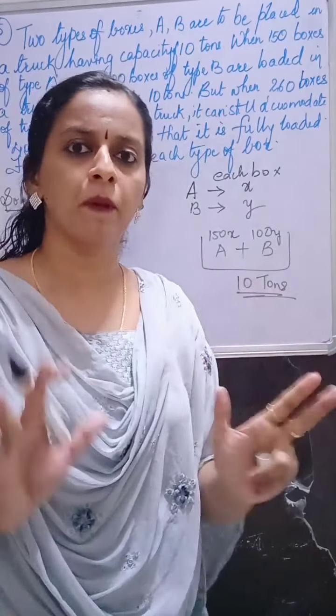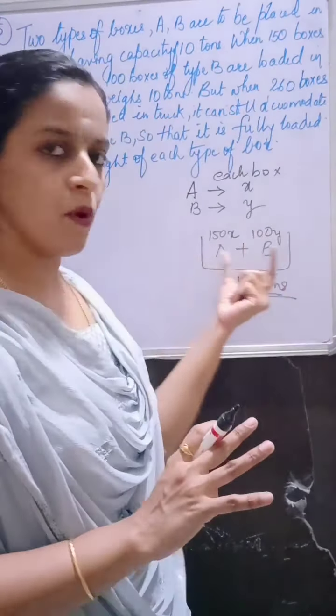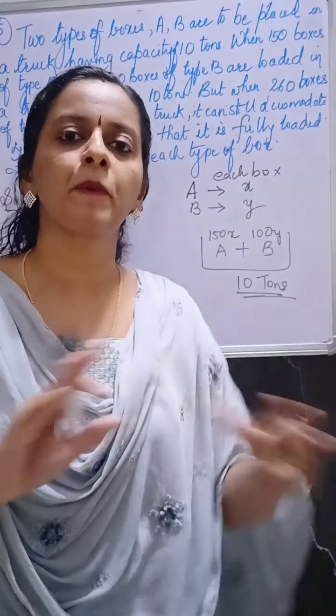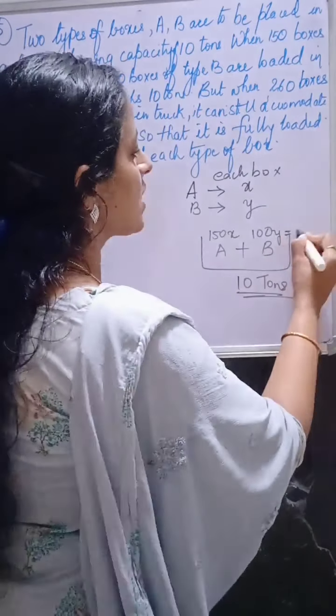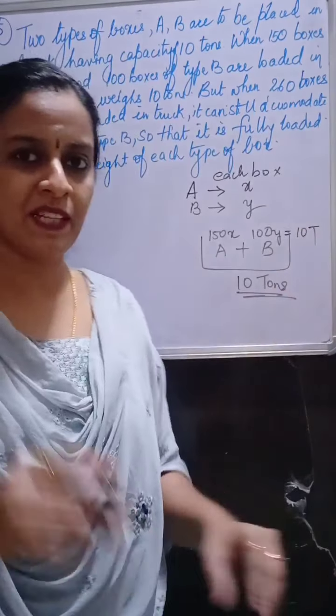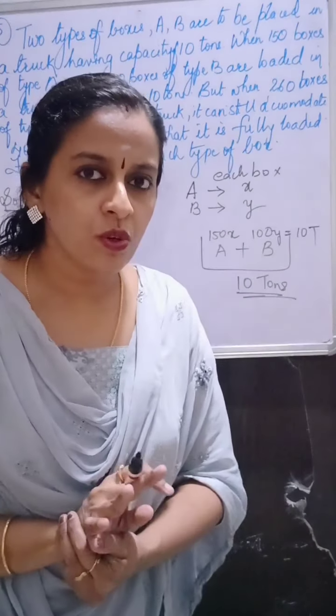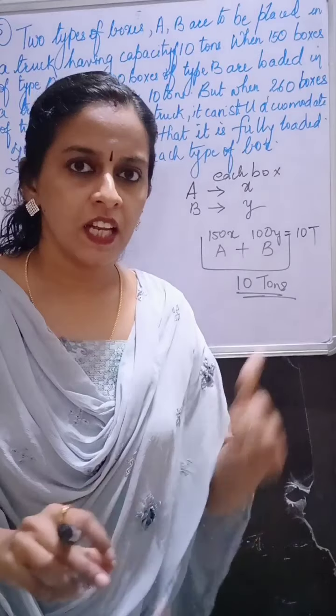That is the complete capacity. So once this many boxes are placed, the truck has completed its capacity, which is equal to 10 ton. 10t means 10 ton. Understood? First condition. Let us write.